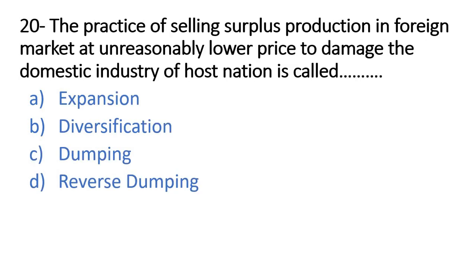Here is the last question. The practice of selling surplus production in foreign market at unreasonably lower price to damage the domestic industry of host nation is called expansion, diversification, dumping, or reverse dumping. The right answer is option C, dumping.